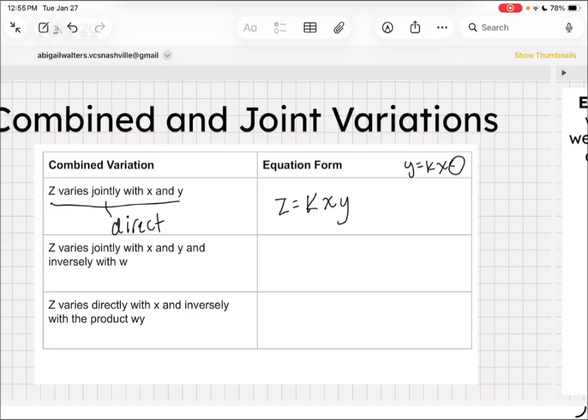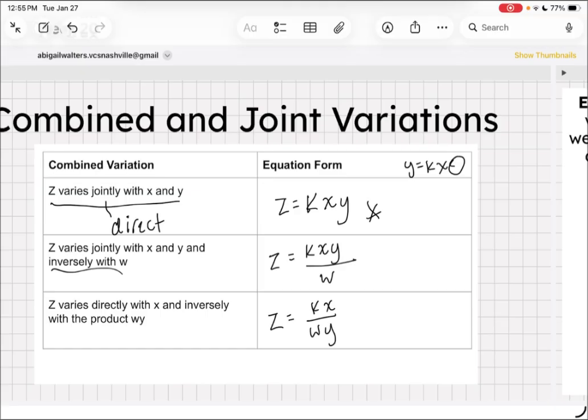All right, and then the next one says z varies jointly with x and y and inversely with w. So this is going to be very similar to this equation, but we're adding in that inverse part. Okay, so z varies jointly, meaning kxy, okay, with x and y, and then inversely with w. Okay, so that inverse is going to mean division. And then the last one, z varies directly with x and inversely with the product wy. So we're going to have kx on top and then the inverse part wy down here.